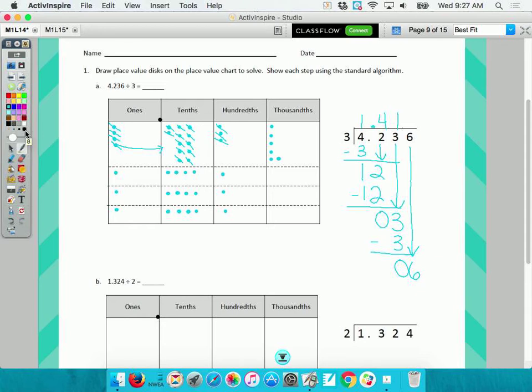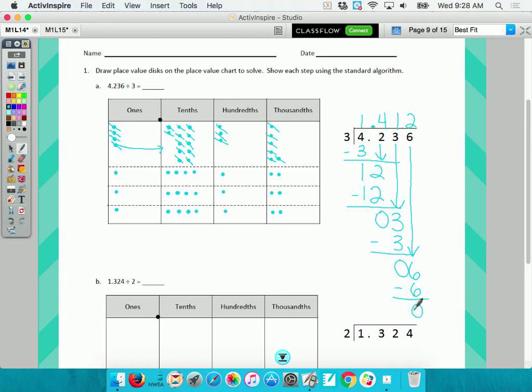If I need to put 6 dots into 3 equal groups, how many will be in each group? 2. And will I have any left over? 3 times 2 equals 6. And there you have a perfect problem.